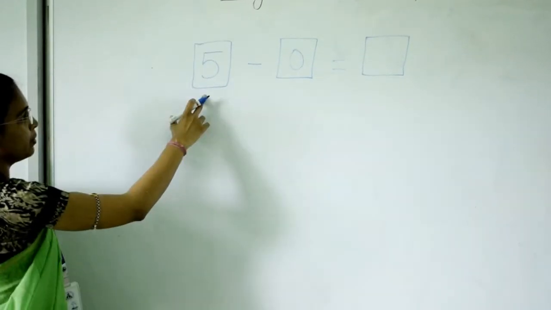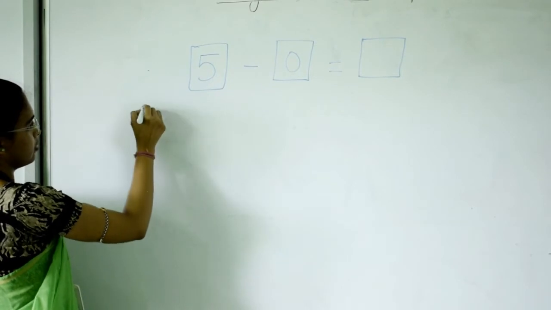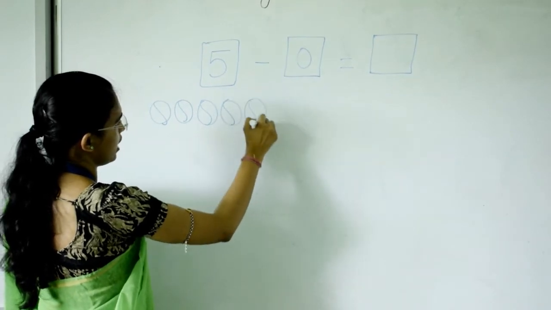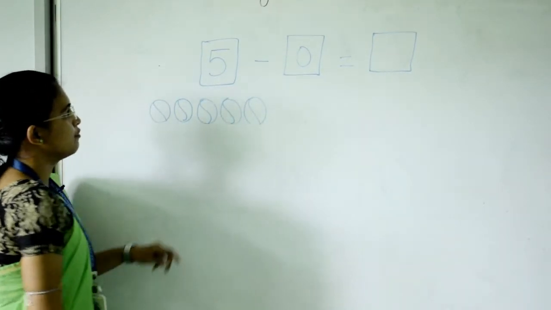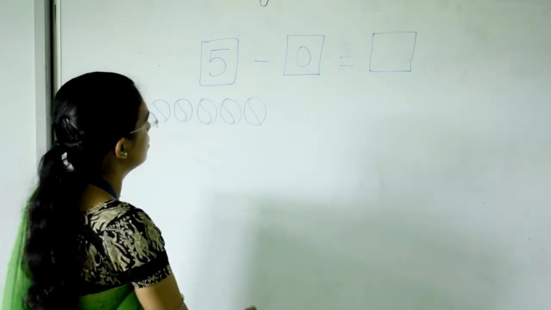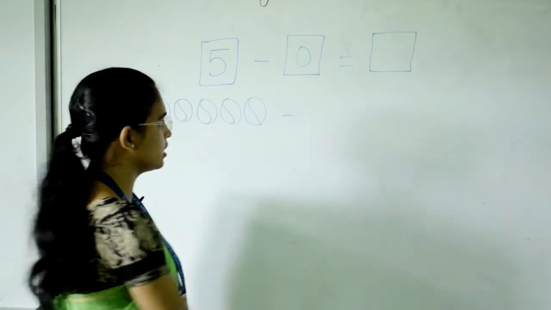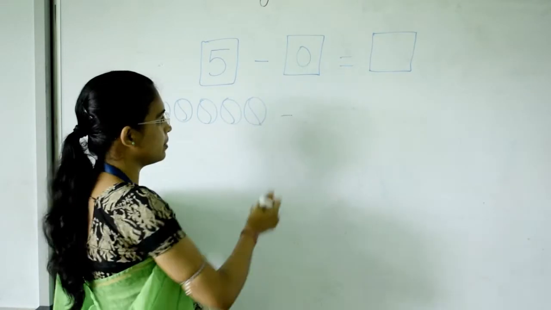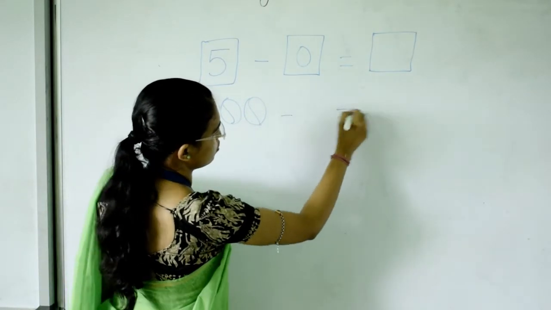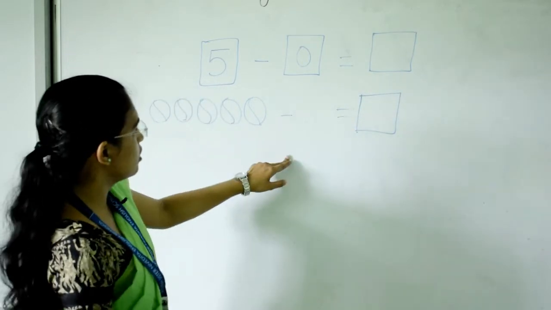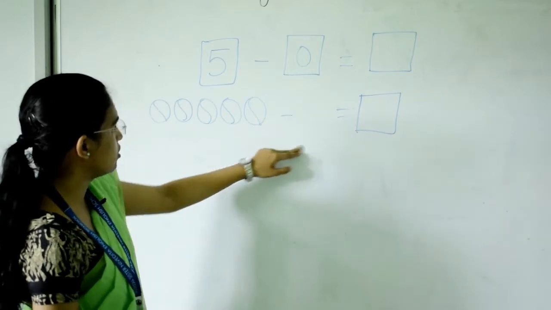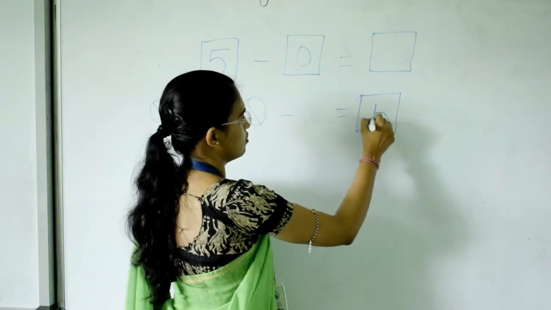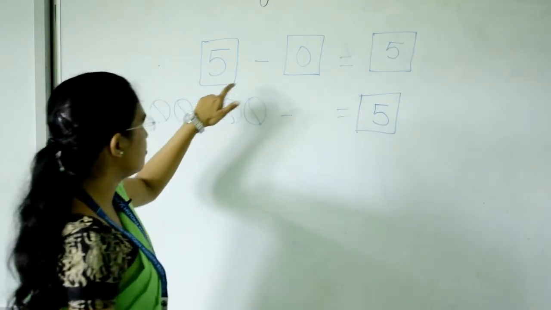Okay. So how many balls we have to draw? 5. 1, 2, 3, 4, 5. So we have 5 balls, right? Minus 0 means nothing. So do we have to draw more balls? No. Why? Because it is 0. 0 means nothing. So I have not drawn any balls. Okay. So how many balls now I have? All count. 1, 2, 3, 4, 5. So the answer is 5. 5 minus 0 equals to 5.